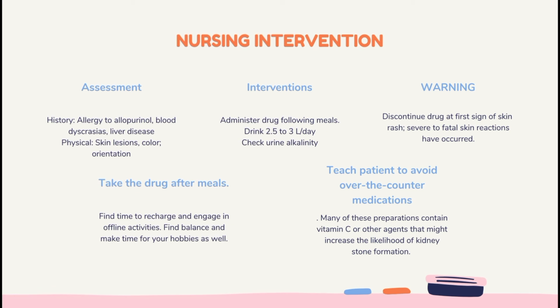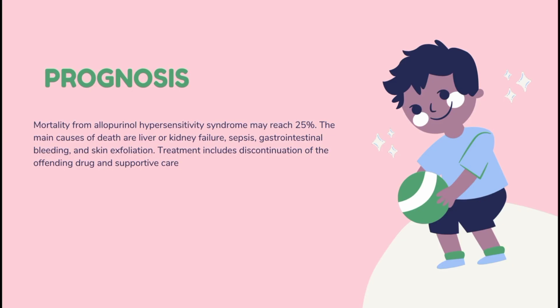Teach patient to avoid over-the-counter medications. Many of these preparations contain vitamin C or other agents that might increase the likelihood of kidney stone formation. For my last slide, which is prognosis, mortality from allopurinol hypersensitivity syndrome may reach 25%. The main causes of death are liver or kidney failure, sepsis, gastrointestinal bleeding, and skin exfoliation. Treatment includes discontinuation of the offending drug and supportive care.